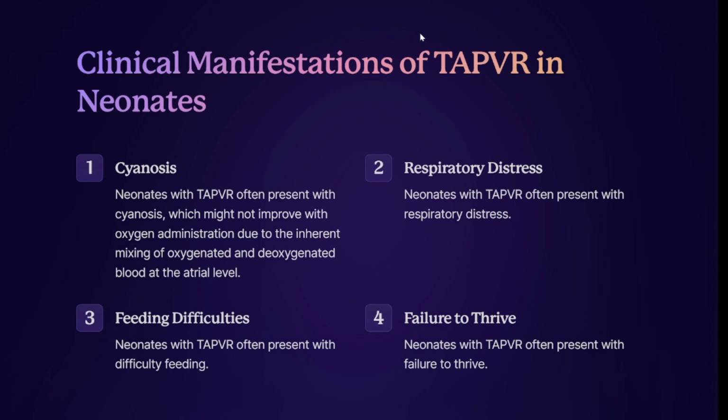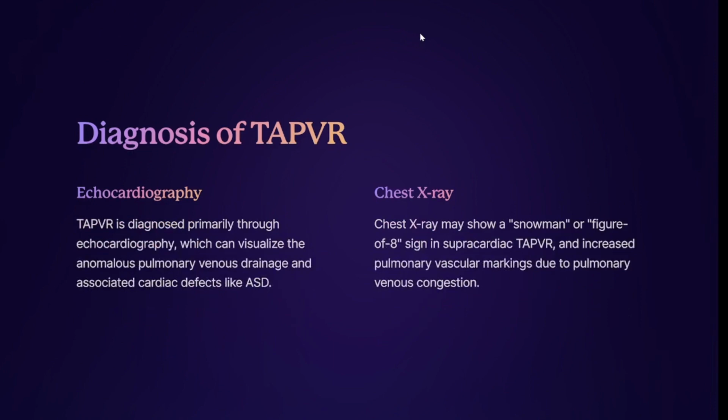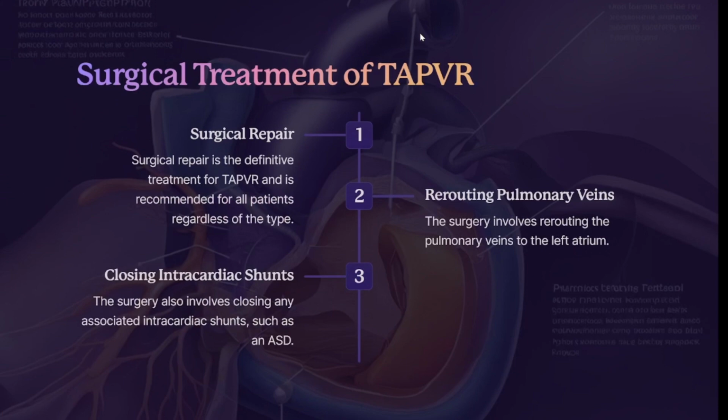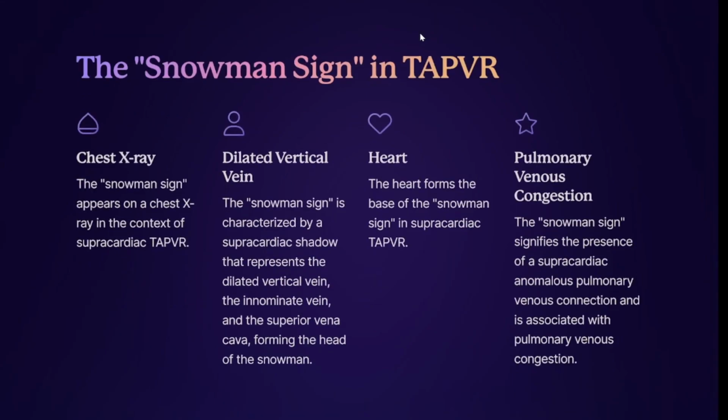Question 4. What is the definitive treatment for TAPVR? Surgical repair is the definitive treatment for TAPVR and is recommended for all patients regardless of the type. The surgery involves rerouting the pulmonary veins to the left atrium and closing any associated intracardiac shunts, such as an ASD.